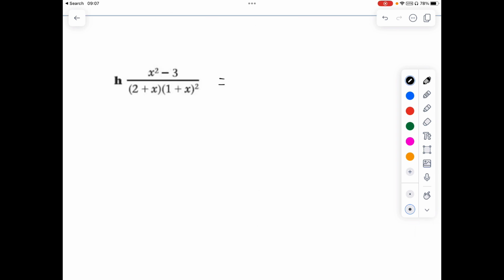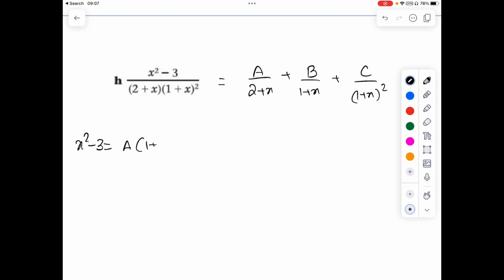Question number H, (x square minus 3) upon (2 plus x) times (1 plus x) whole square. So it becomes A upon 2 plus x plus B upon 1 plus x, and whenever it is a repeated factor, C upon (1 plus x) whole square. So what does that become? x square minus 3 equals A times (1 plus x) whole square plus B times (2 plus x) times (1 plus x) plus C times (2 plus x).